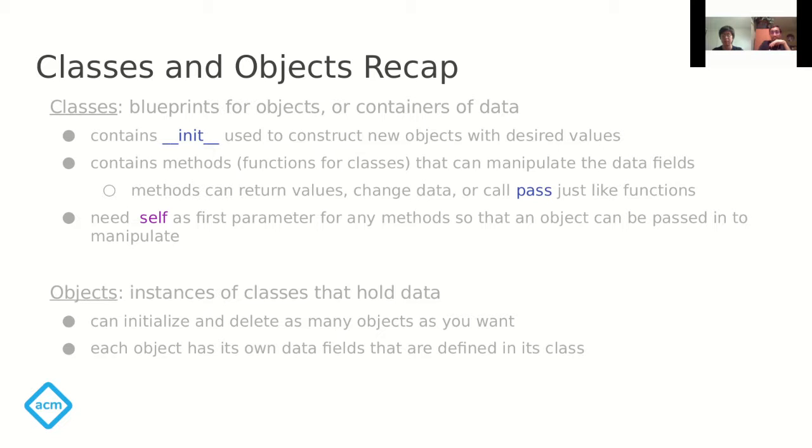So we have objects now. Objects are just instances of classes that hold data. And you can initialize and create as many objects as you want. Like we had 2 students. You can have an infinite amount of students or however many students your memory can hold. And each object has their own personalized data fields that are defined in the class. So it's a super powerful tool to replicate multiple objects or store different objects such that each of them has different fields. Any questions?